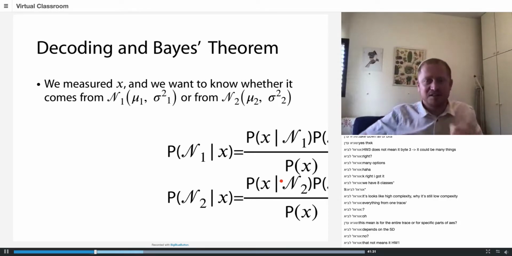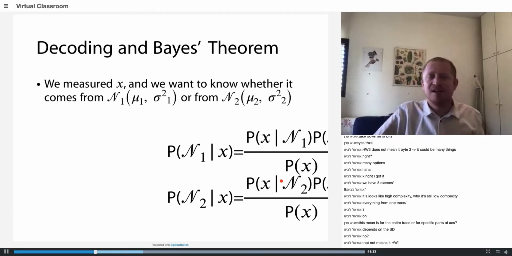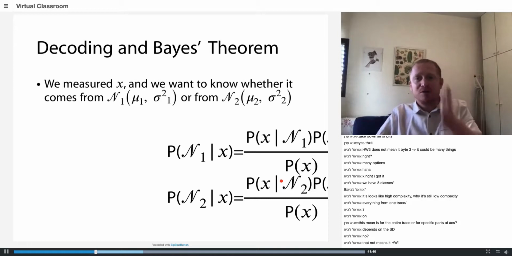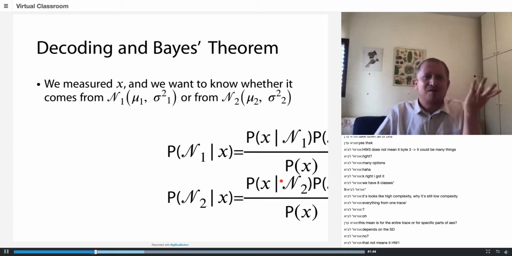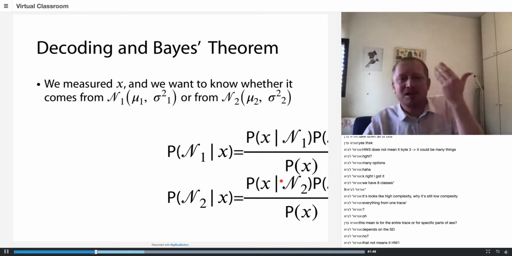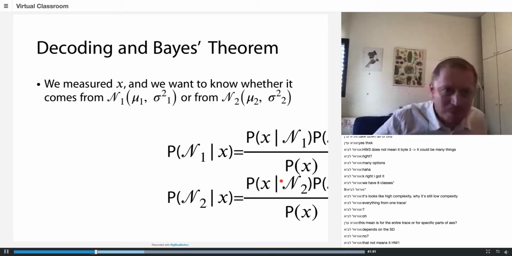I was doing this as a PhD student, and it was driving me crazy. I wrote the decoder, and whatever I fed into it, it would say the Hamming weight is 3 or 4, even if the measurement was exactly the mean of Hamming weight 1. Why was it saying 3? Because the probability of 3 is so high.